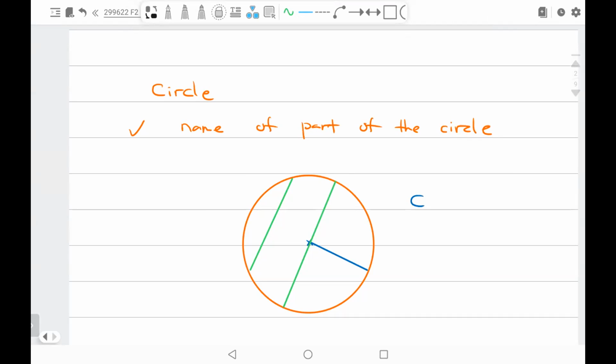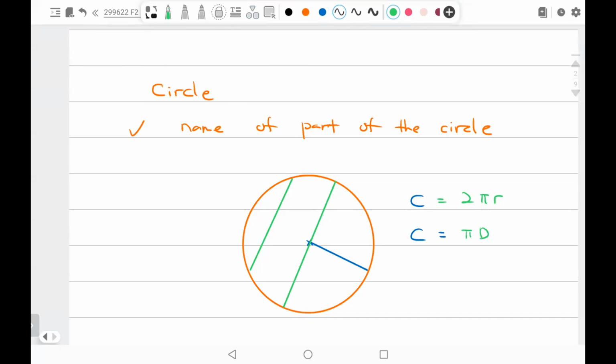So we are just mentioning the circumference. The formula to find circumference is 2 pi r, 2 times pi times radius. But what if the question only gives us the length of the diameter? Then the formula to find circumference is also equal to pi d.